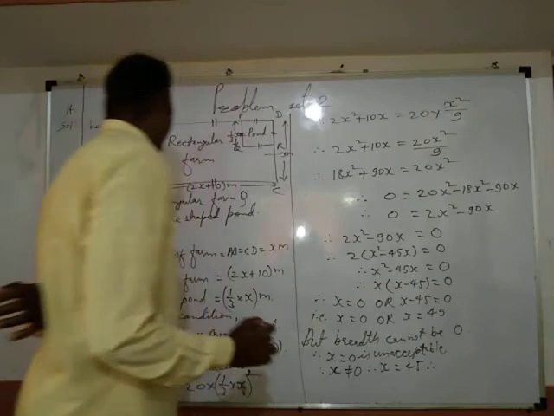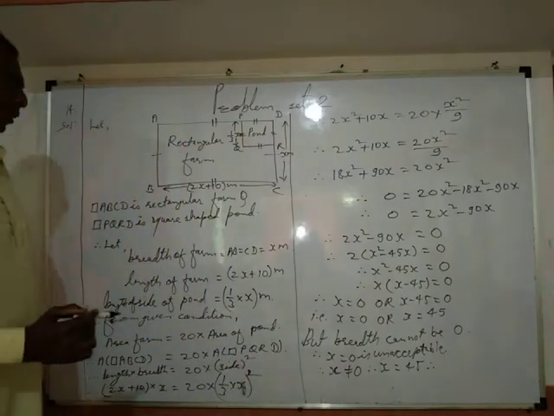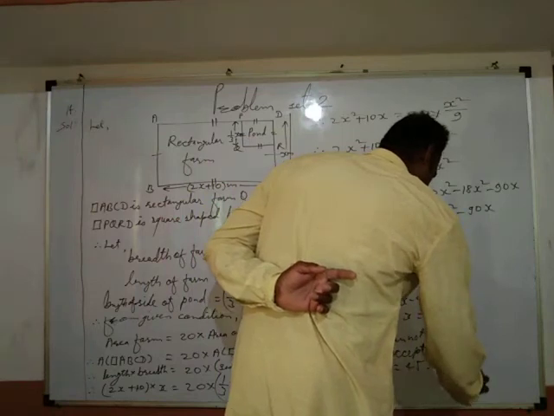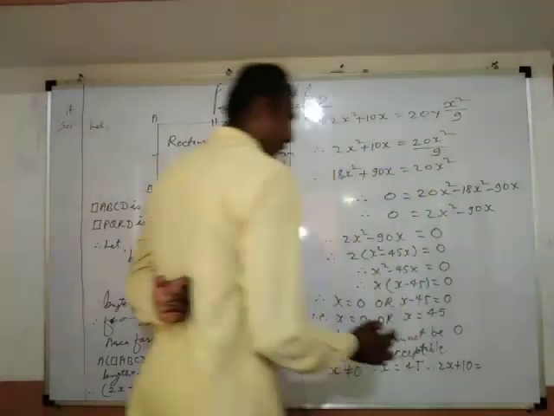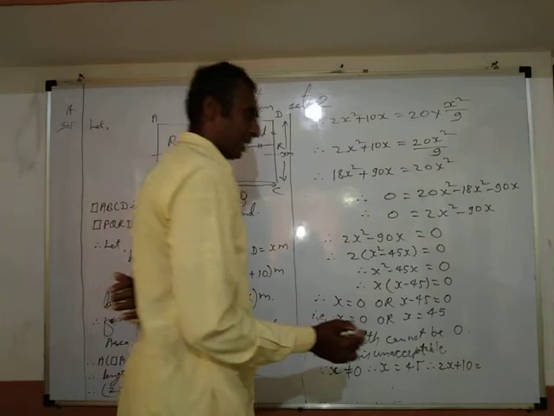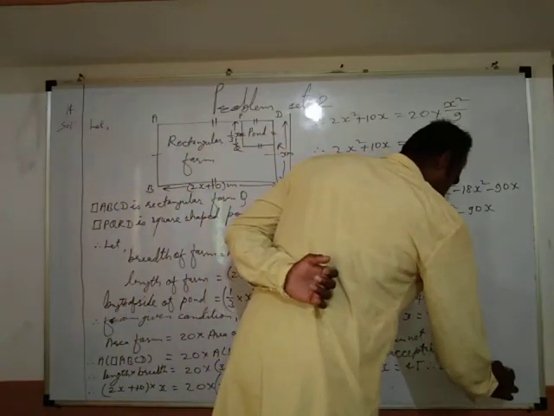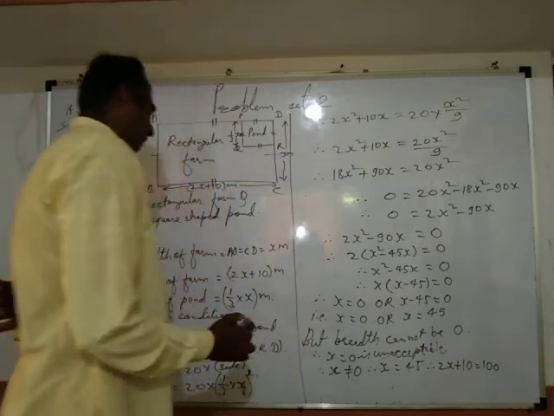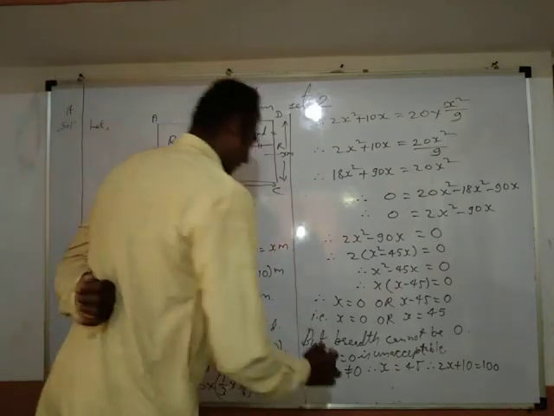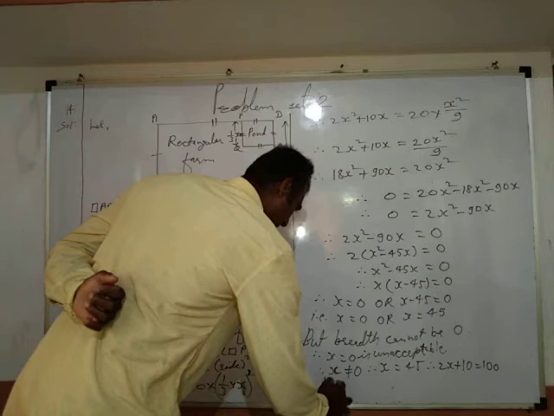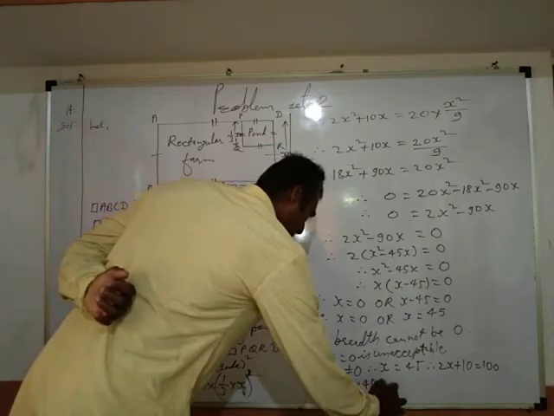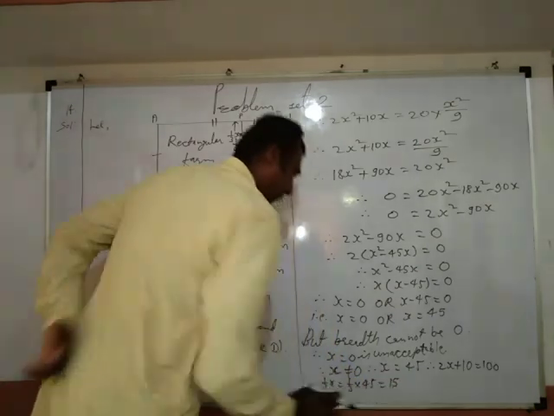And therefore 2x plus 10 equals, 45 2s are 90, 90 plus 10 is 100. And last one, what's that? 1 by 3x. 1 by 3x equals 1 by 3 into 45 equals 15.